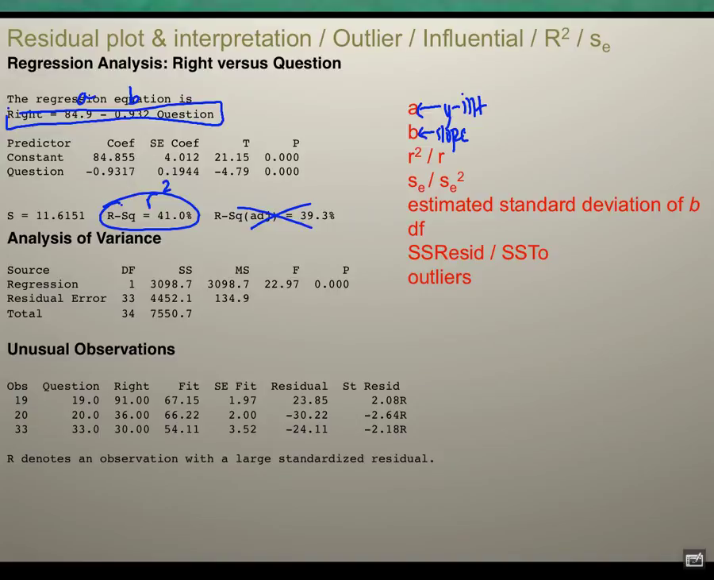R is the correlation coefficient. They never tell you that one. So if you wanted to find R in this case, you're going to take the square root of 41%, so the square root of 0.41, and then you have to remember that's going to be negative. It's always up to you to determine the sign of R. In our case, our B value, our slope, is negative, so our R has to be negative.